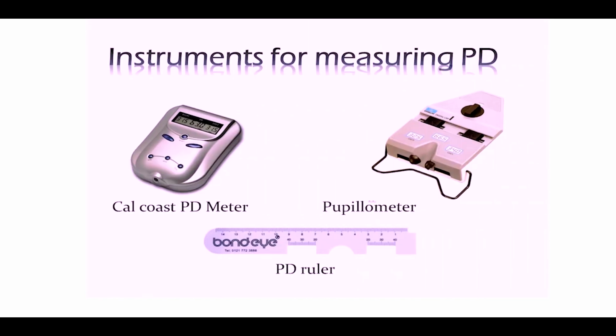Pupillary distance is measured in various ways. One is called the corneal reflection pupillometer, the other one is called the pupillometer. The simplest way is to use a PD ruler. If you don't have anything, if you have an ordinary ruler or a scale, you can still measure it.